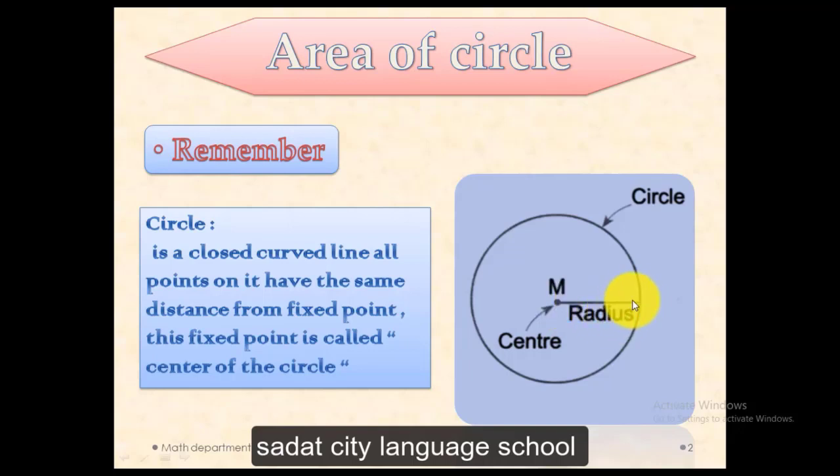Number two, the distance from any point on the circle to the center of the circle is called the radius of the circle.